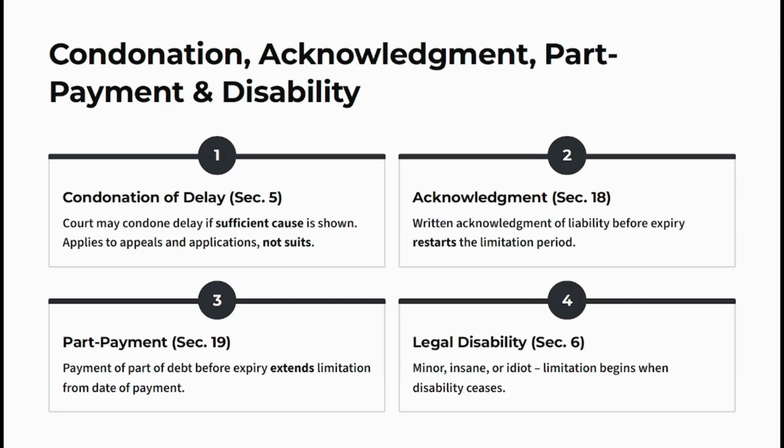Then legal disability, section 6. If a person is a minor or of unsound mind or an idiot when their right to sue starts, the time limit only begins once the disability ends. For example, once a minor becomes an adult. Let us go to the next slide.